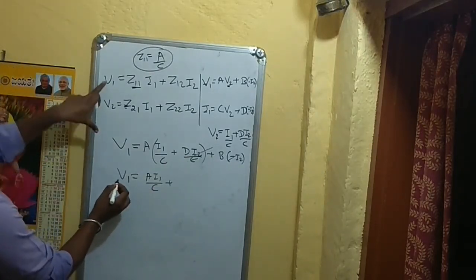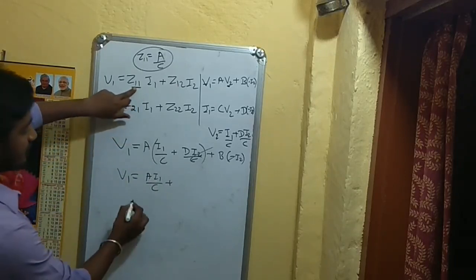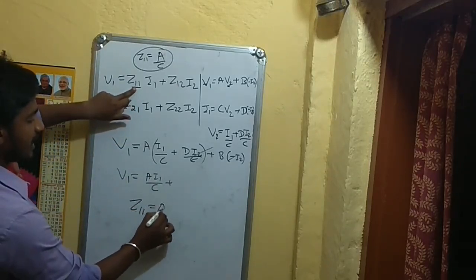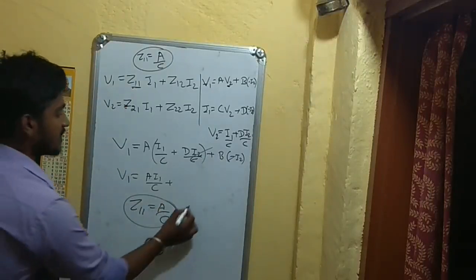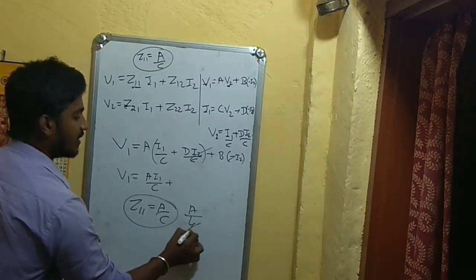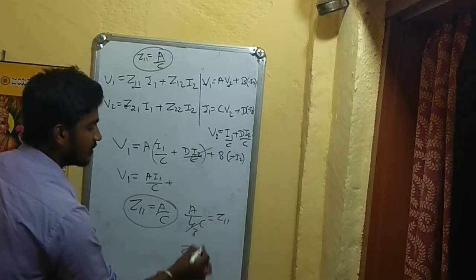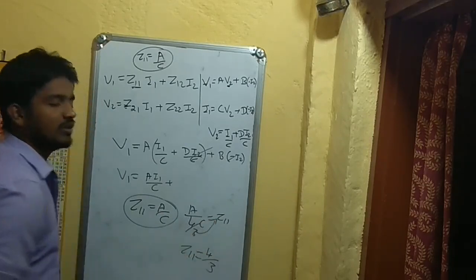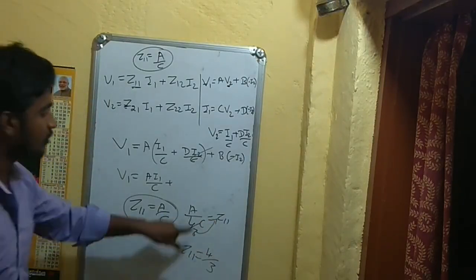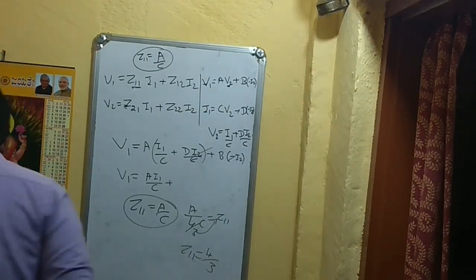Now compare this. V1 will be V1, I1 will be I1. In case of Z11, here it will be A by C. So the answer will be A by C. A by C means it will be A by C, which is 4 by 3, is equal to Z11. Z11 is equal to A by C. If you remove it, it will be 4 by 3. So A by C is equal to 4 by 3. Okay, we will go to the next question.